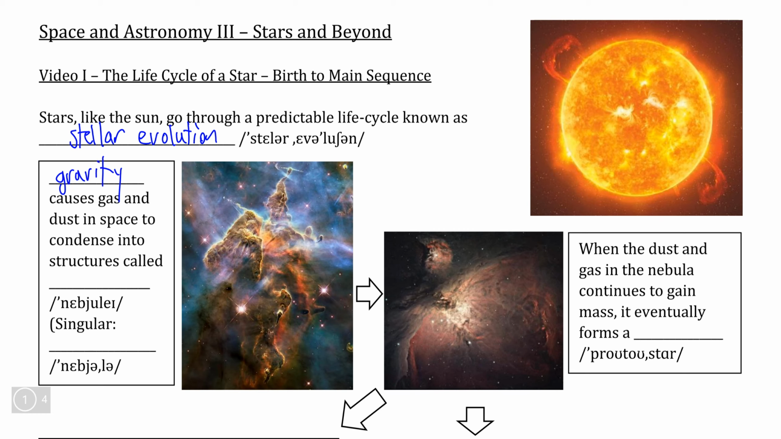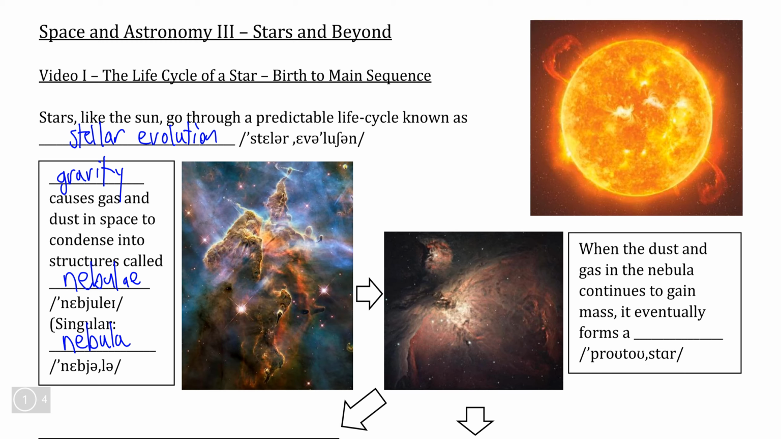So gravity causes groups of interstellar gas and dust to accumulate into singular structures that we call nebulas, or nebula is the singular term, and the plural term for this is technically pronounced nebulae. And nebulae produce very beautiful images when viewed through a telescope like this.